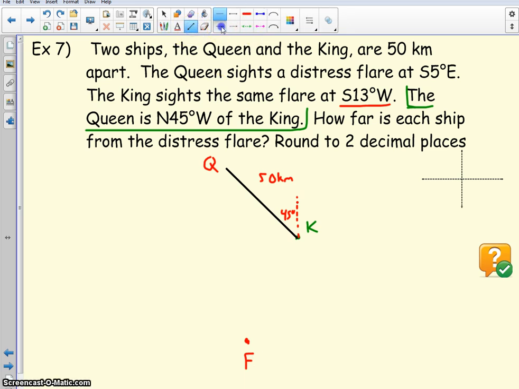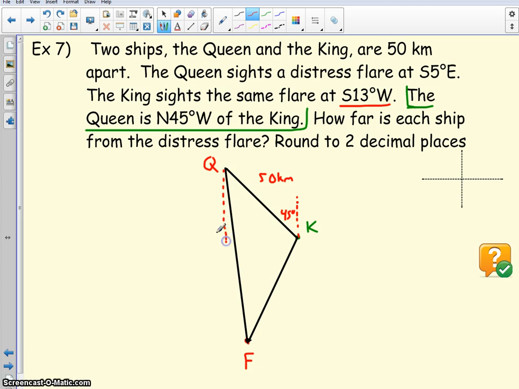And let's just finish up our diagram here. So the queen sees it there. The king sees it there. And we just got to put in our angles now. So the queen sees it at south 5 degrees east. So that little angle in there is 5 degrees. The king sees it at south 13 west. So that gives you a 13-degree angle in there. And we've used all the information we have.